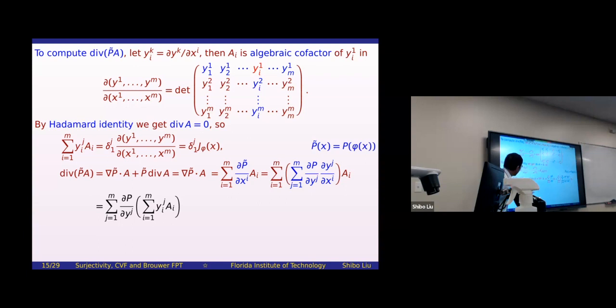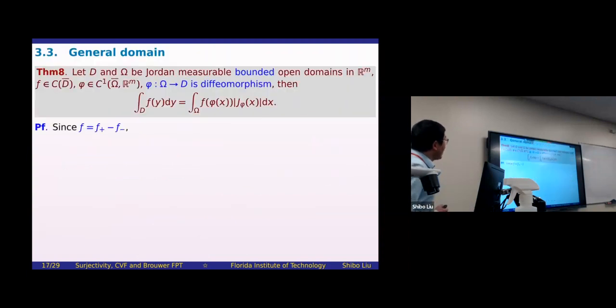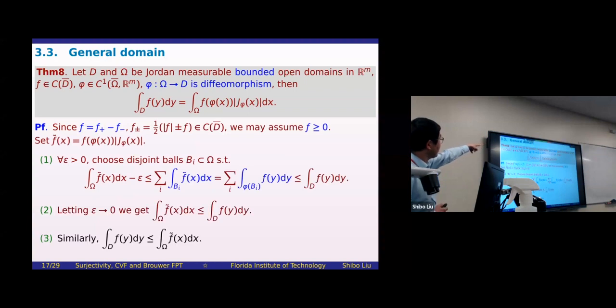Then using this result, only the term corresponding to j equal to 1 survives. You have the partial of p with respect to y1, times the determinant. But the partial derivative of p with respect to y1 is f, so that is the result. Therefore, the divergence is precisely the integrand of the change of variables formula. Therefore, our result follows. Okay, so this is all done under the assumption that phi is smooth.